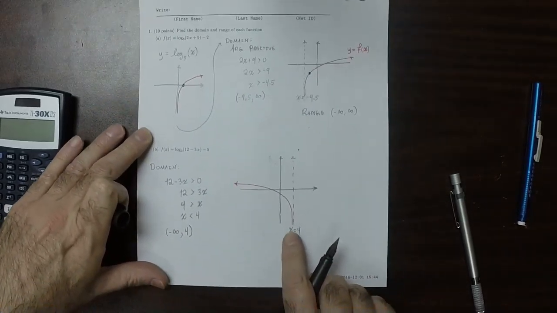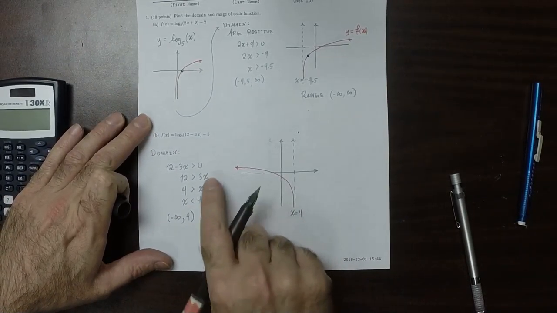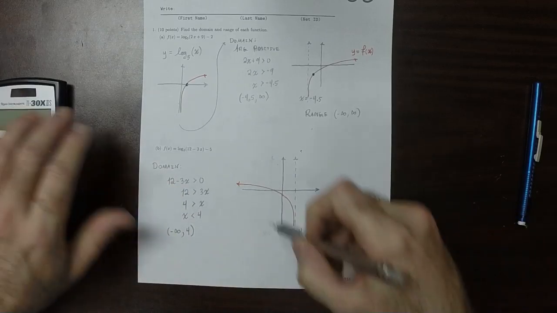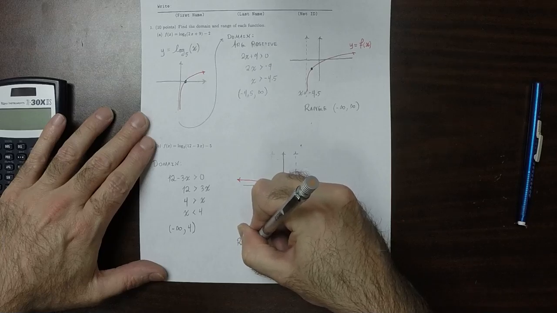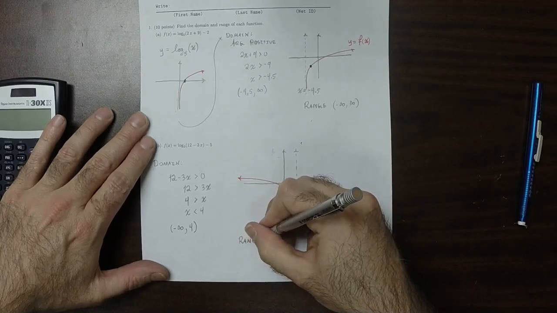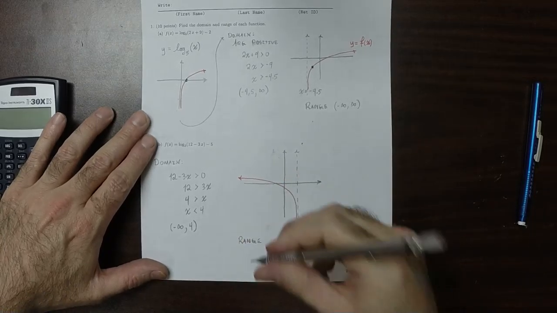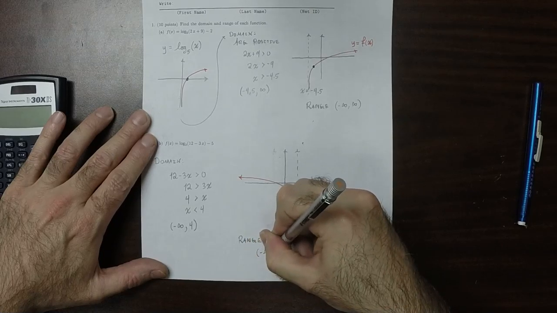That is a vertical asymptote, and there is no horizontal asymptote, so it goes all the way up and all the way down. It goes up very slowly. Range is negative infinity to infinity.